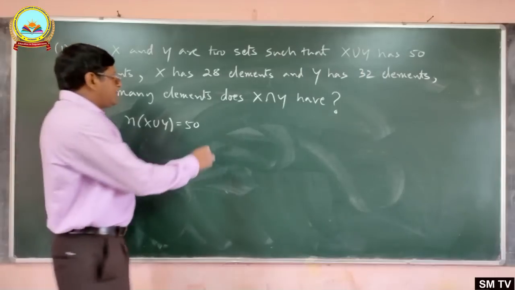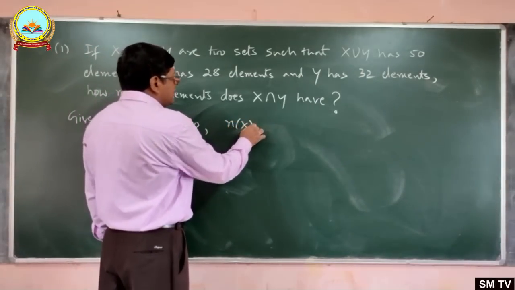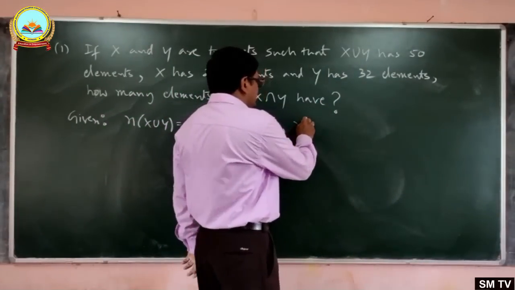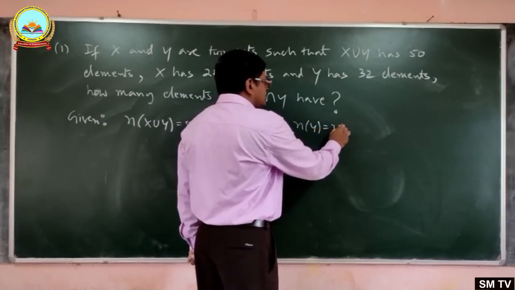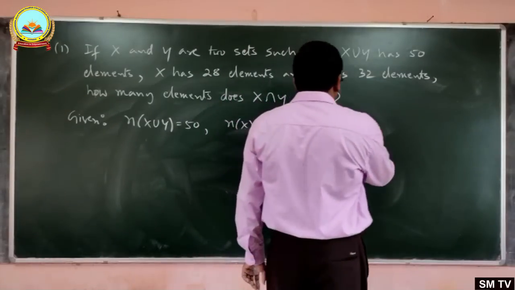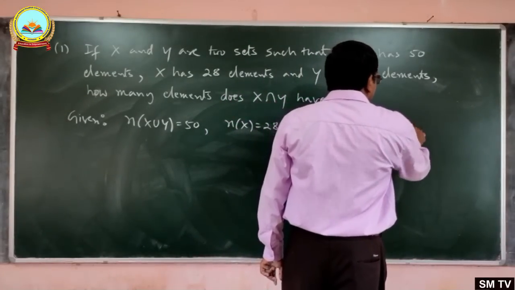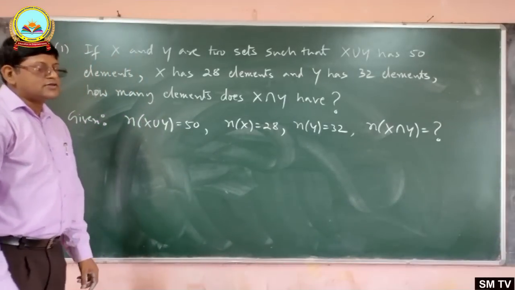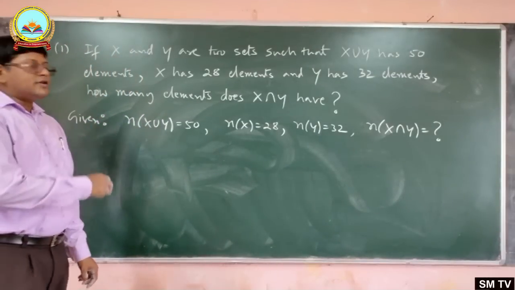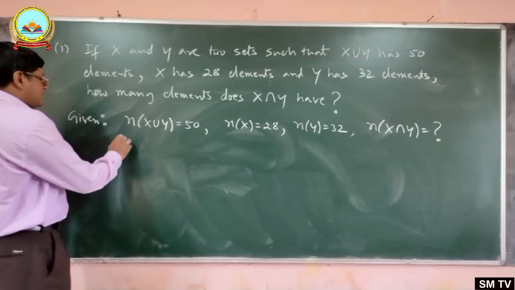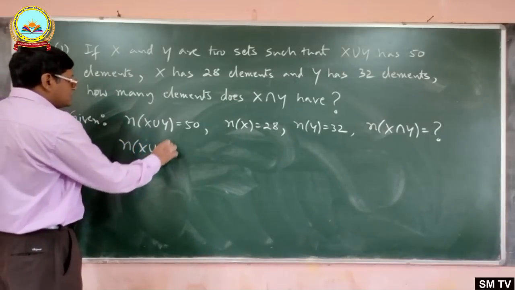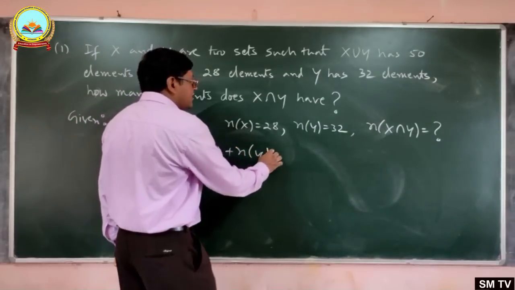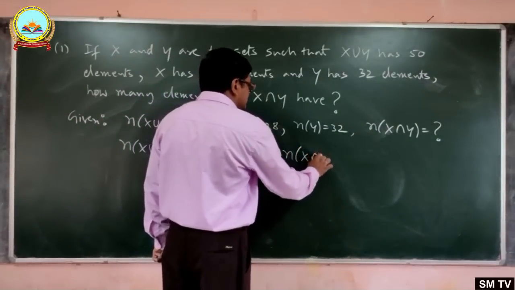Set X has 28 elements. So n of X is equal to 28. Set Y has 32 elements. So n of Y is equal to 32. The question is, what is the number of elements in the set X intersection Y, right? So use result number 2. n of X union Y is equal to n of X plus n of Y minus n of X intersection Y.